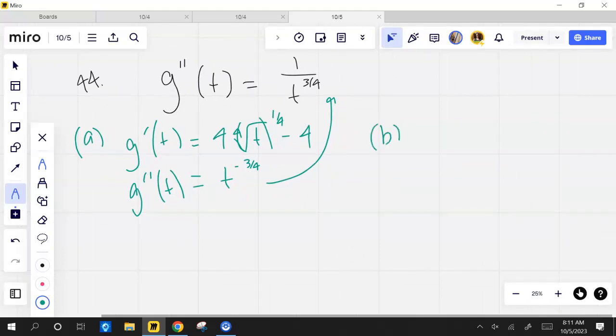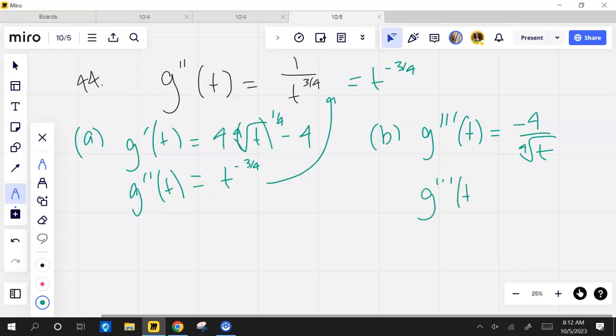So B says, could the third derivative be negative 4 over the 4th root of t? Well, so I take the second derivative and I derive it again. So this is really t to the negative 3/4, yes? Right. So the third derivative, okay, negative 3/4 t to the negative, and I need to subtract another 4 over 4, so negative 7 over 4. So that one does not work.